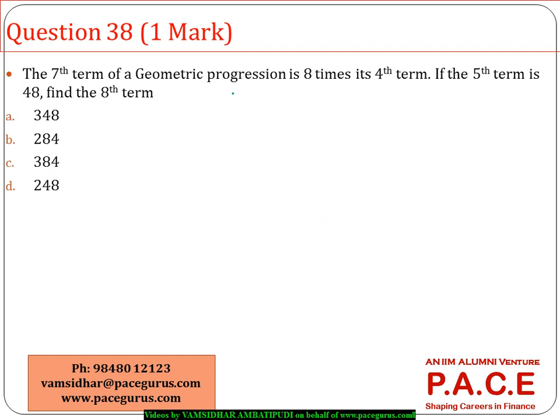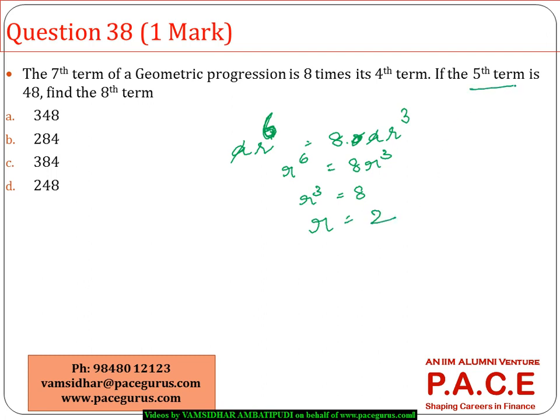The seventh term of a geometric progression. What is the seventh term of a geometric progression? AR to the power n minus 1, so AR to the power 6 is 8 times its fourth term. Fourth term is AR cube. Right, so from here what is coming out? R power 6 equal to 8 into R cube, so R cube equal to 8, R equal to 2. If the fifth term is 48, AR power 4 equal to 48. So A into 16 equal to 48, giving me A equal to 3.